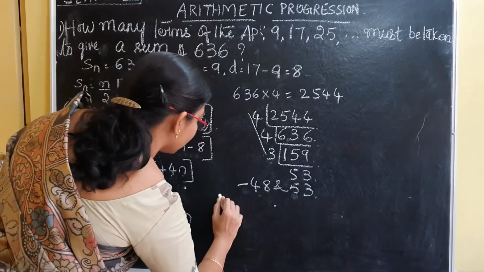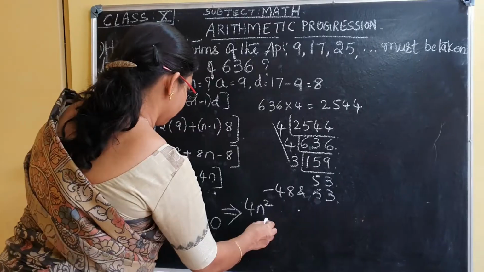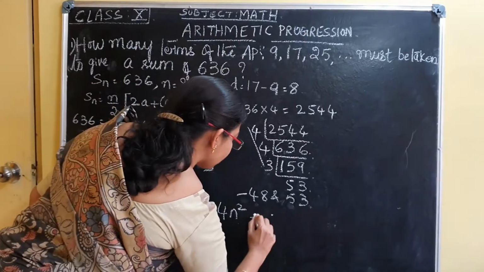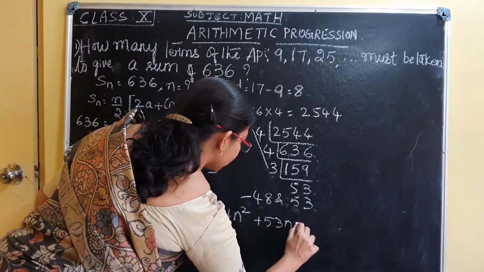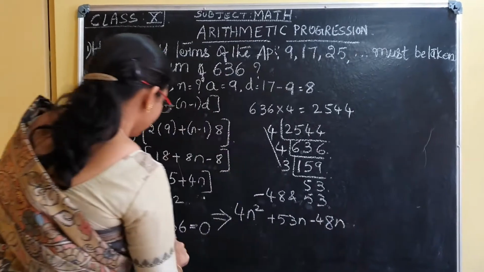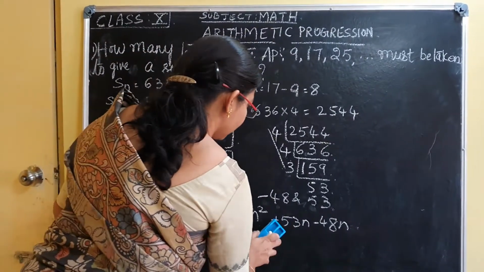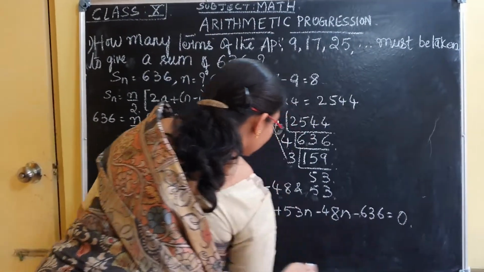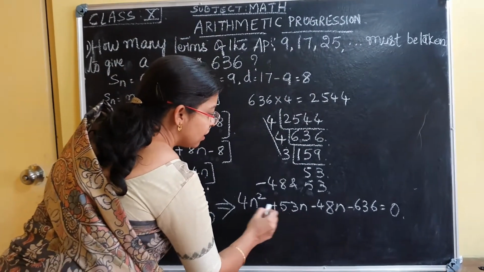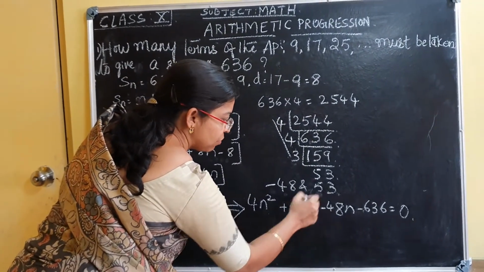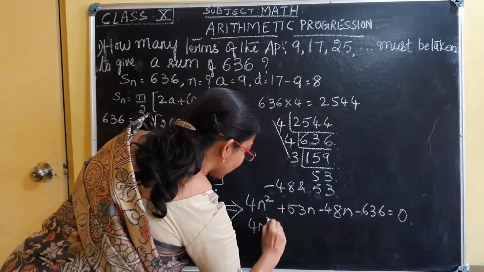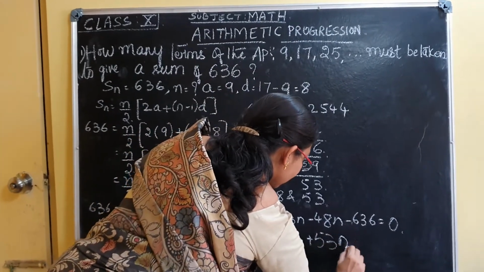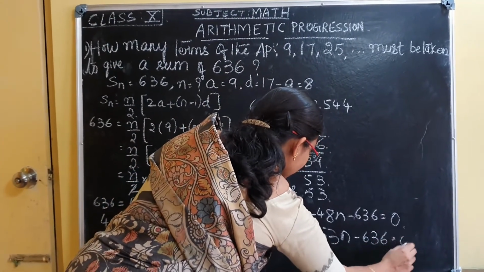So we can now expand the middle term with these two terms. How do we write that? 4n square plus 53n minus 48n minus 636 is equal to 0. So we need to group the terms here. 4 is not a factor of 53, so we will bring 48 this side. 4n square minus 48n plus 53n minus 636 is equal to 0.